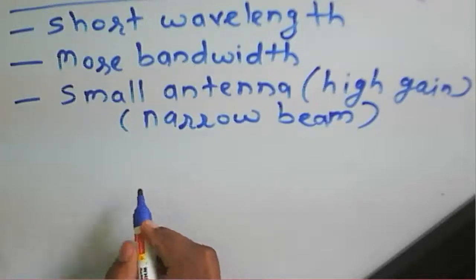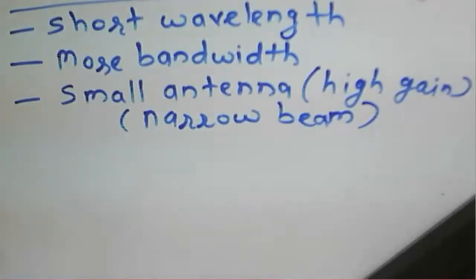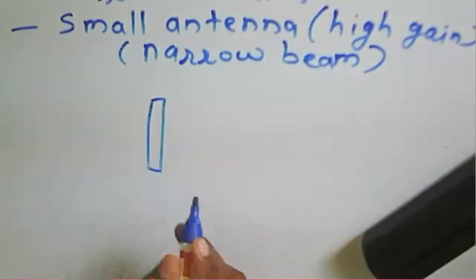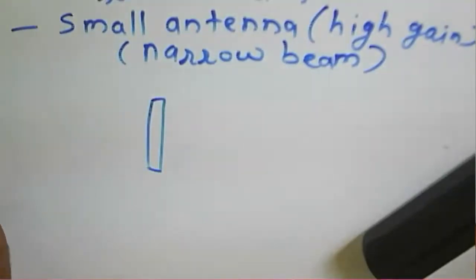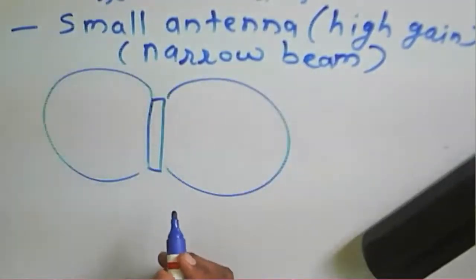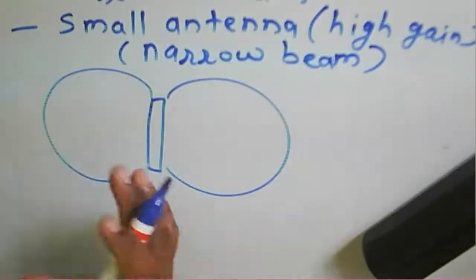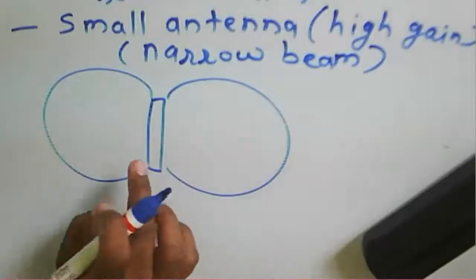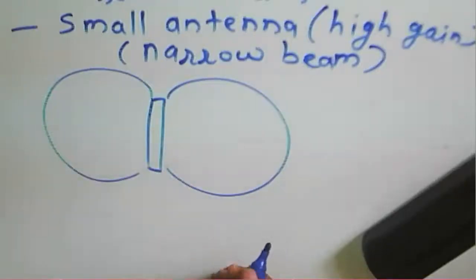Generally we talk about the radiation of an antenna. If you consider the example of a dipole, this is the radiation pattern of the dipole antenna. It has an apple shape. We get two lobes here, so we can say it is a bidirectional antenna.